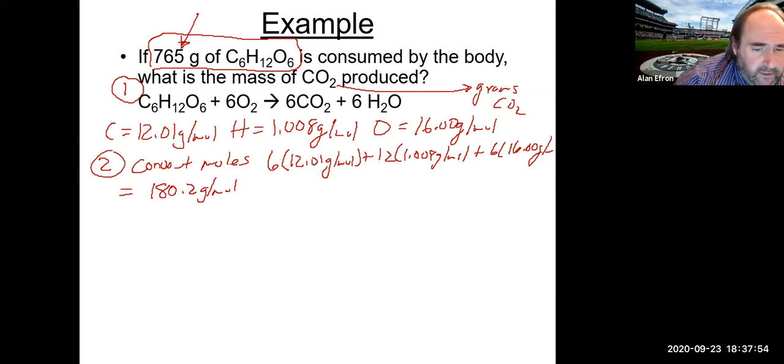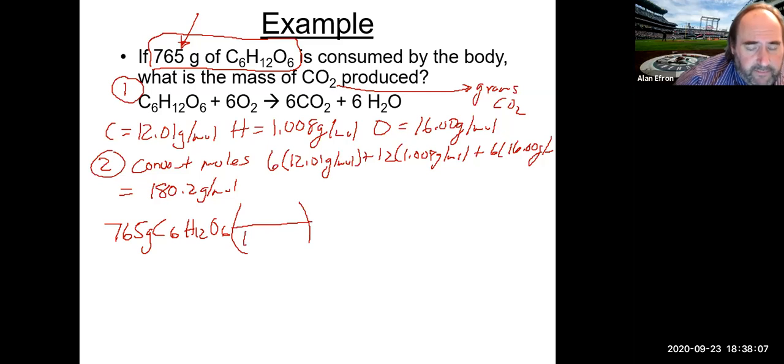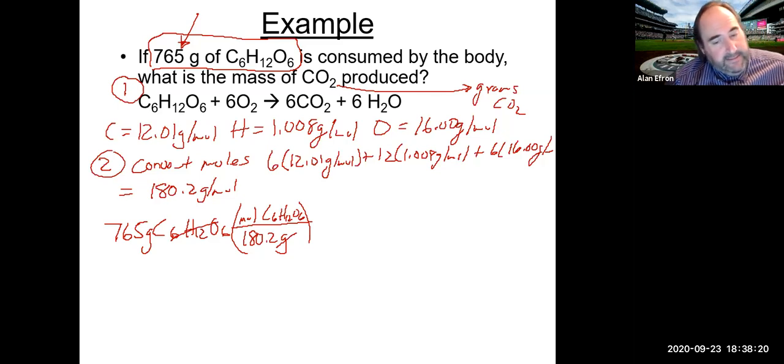So we will just start with that part of the calculation, 765 grams of C6H12O6. Again, really using the molar mass as a conversion factor. Our gram is going to go on the bottom there, so that's 180.2 grams per mole. Grams are going to cancel, and that will get us, in terms of moles, 4.25, we'll call it.